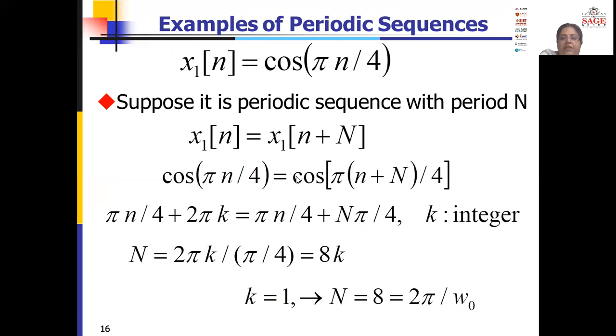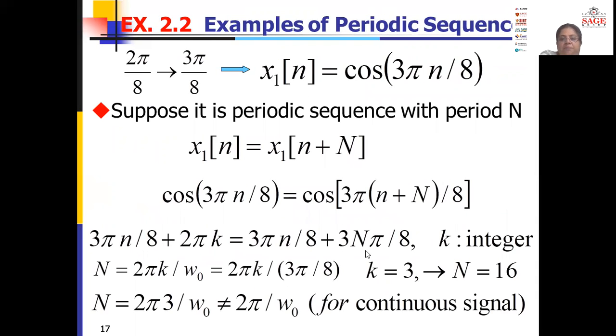Here x1[n] equals cos(pi n by 4), and we can say that the sequence will repeat. To find whether the sequence is periodic or non-periodic, we put in and find the value of n, which is 2 pi k upon pi upon 4, and it comes to 8k, where k represents the smallest value of integer for which n will become an integer. So for the smallest value of k, we put k equals 1. Then n will become 8, so the sequence will repeat after 8 samples.